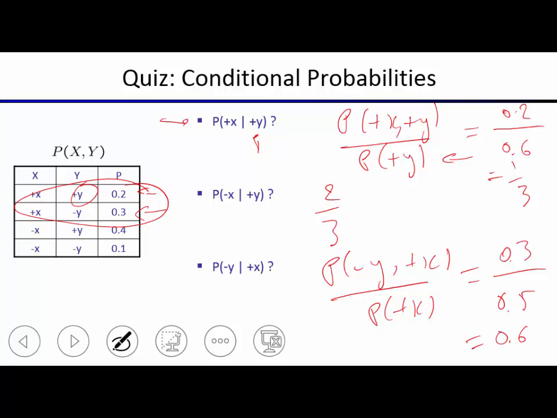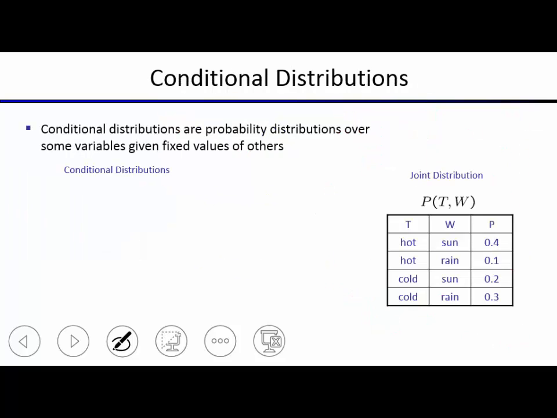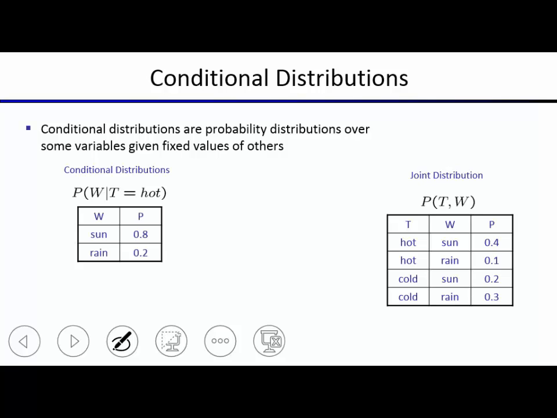Okay, so these are individual conditional probabilities. You're given one specific query here. What's the probability of plus x given plus y? Another specific query, and so forth. What we can now start looking at is conditional distributions. What that means is we look at an entire set of conditional probabilities that somehow belong together in one table or a combination of tables.